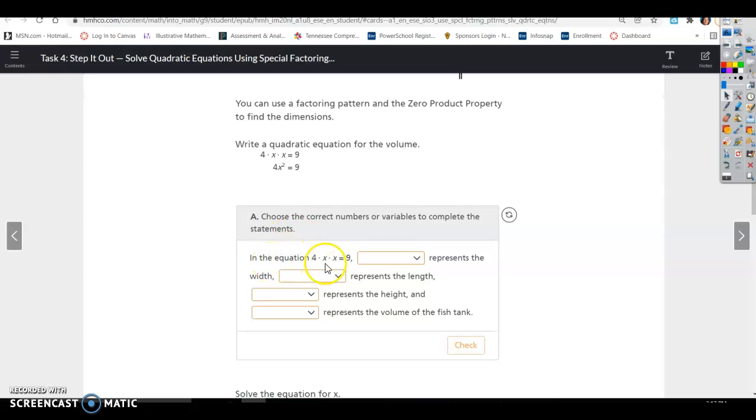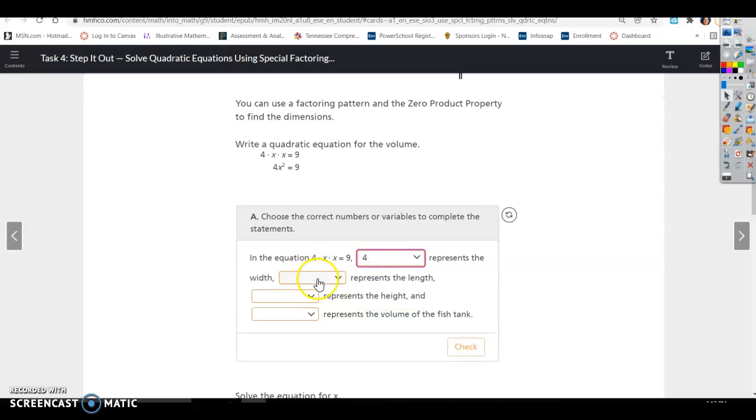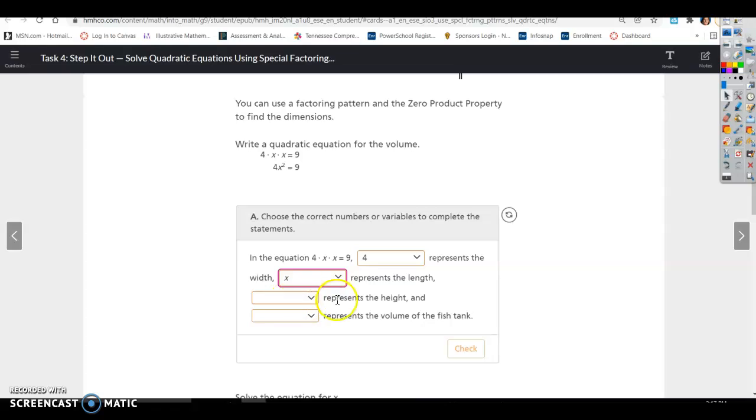So it says in this equation, 4 times x times x equals 9. Blank represents the width. I guess we're going to go with 4. And blank represents the length, so x. And blank represents the height, another x here. All right, so we've got width times length times height, and that represents the volume of the fish tank, which is 9.